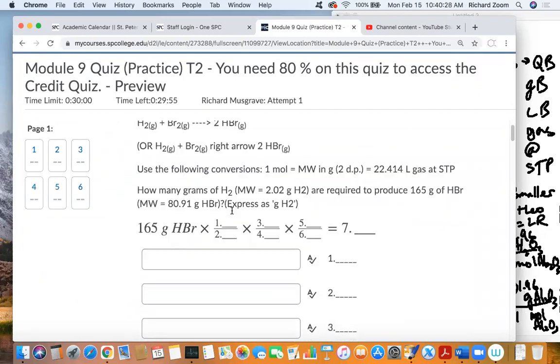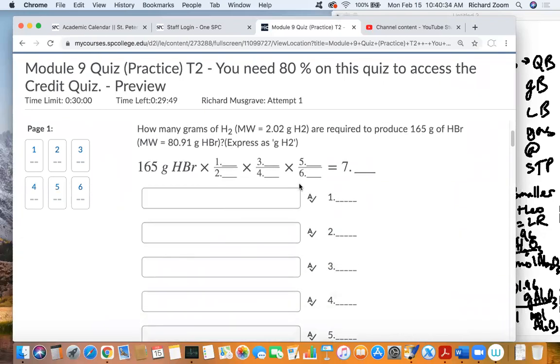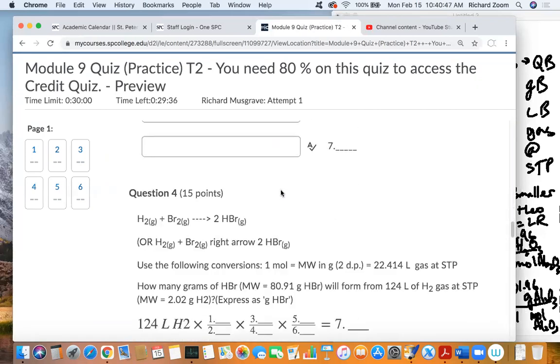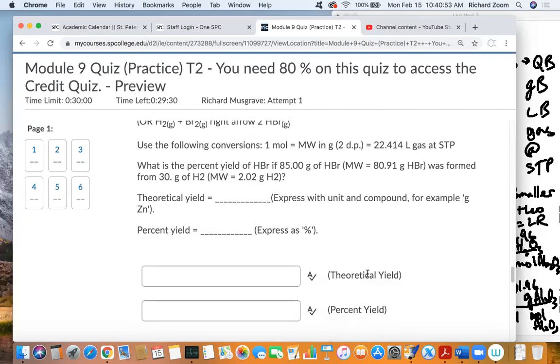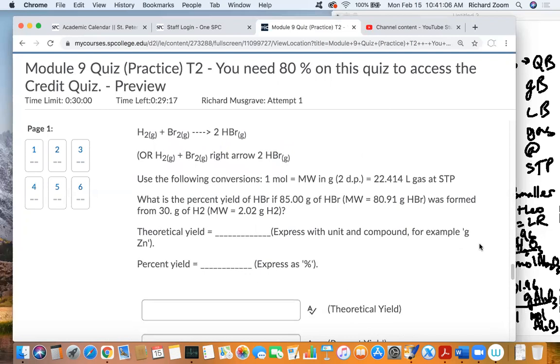You can see the way that the practice quiz and the credit quiz is set up is just what we had talked about earlier with module 3 or even module 7, just typing each of the different things into the boxes: numbers, units, compounds. For the percent yields, that's a little bit different. You're looking for a theoretical yield. It says to express with unit and compound, for example, grams of Zn. Obviously zinc isn't one of the reactants here. It's telling you that you need to express whatever unit you're looking for along with whatever compound you're looking for from the problem.